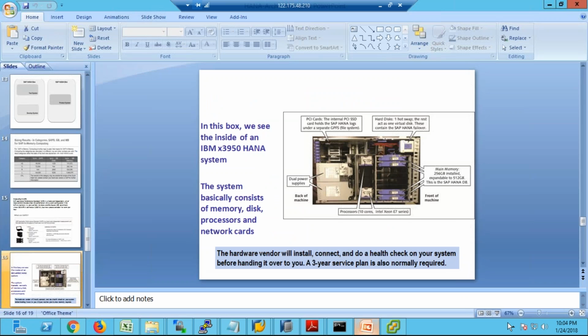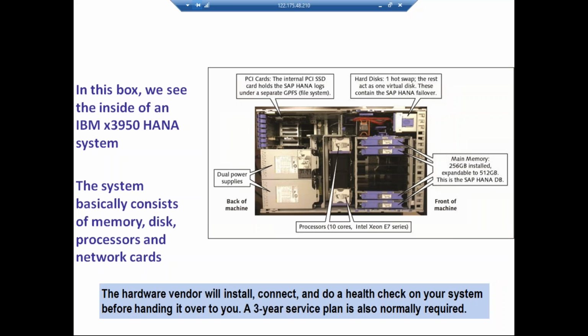So if I have only one processor and it has 8 cores, you end up with 8 physical CPU cores. And here in this example, you see two processor sockets. Each one has 10 cores, so it's 2 into 10, 20 cores. Physical CPU cores, you call them.